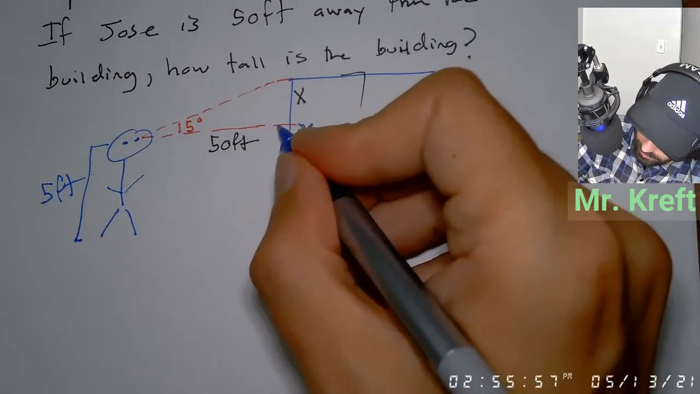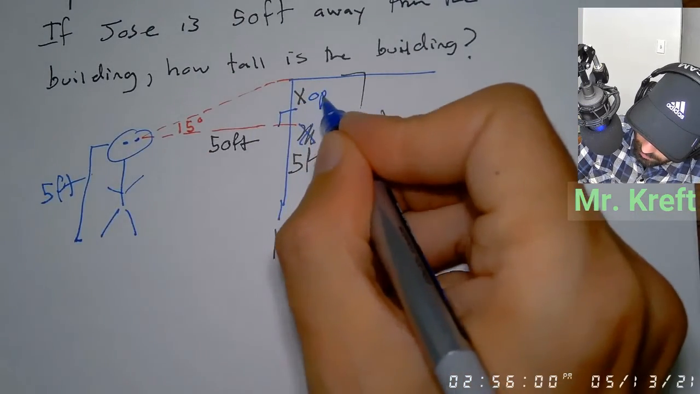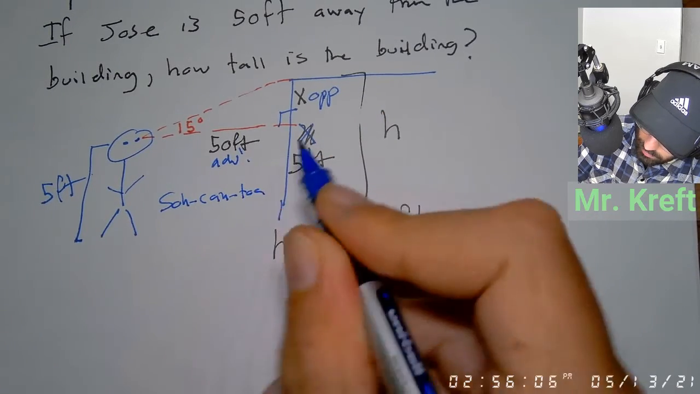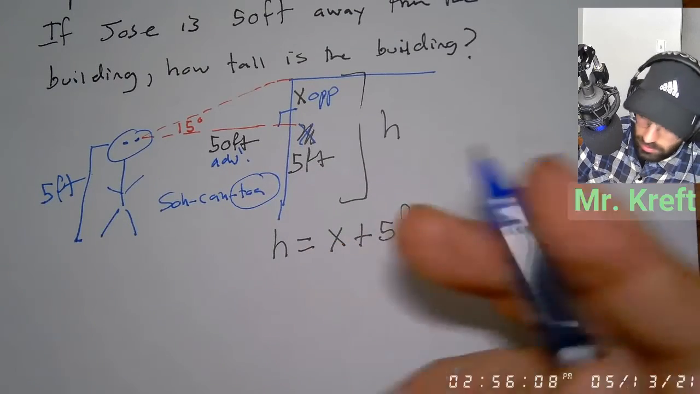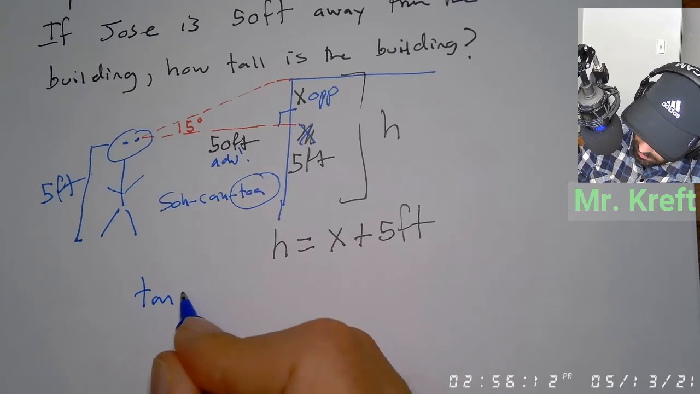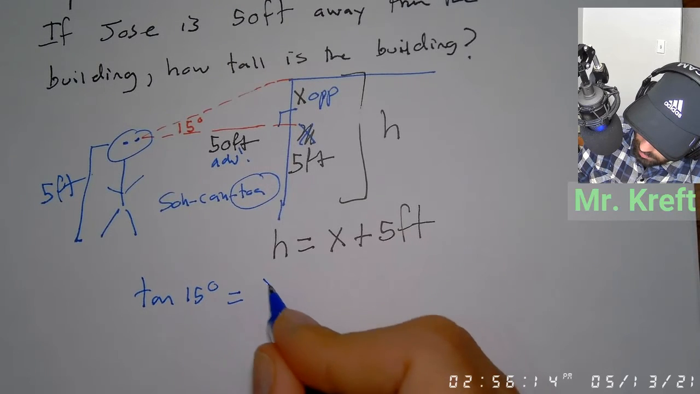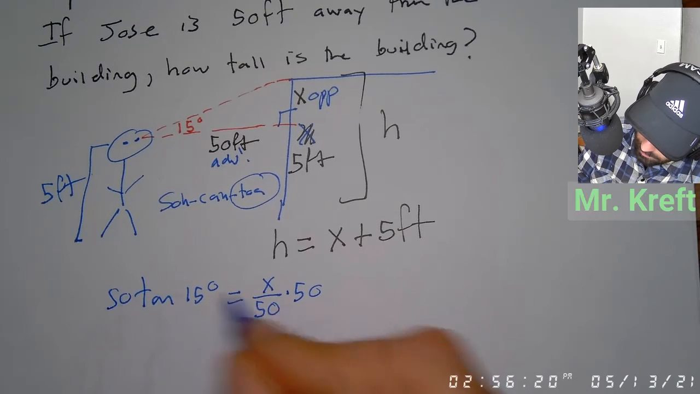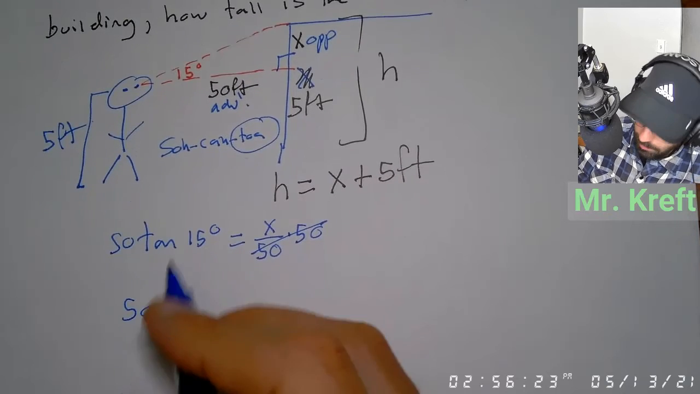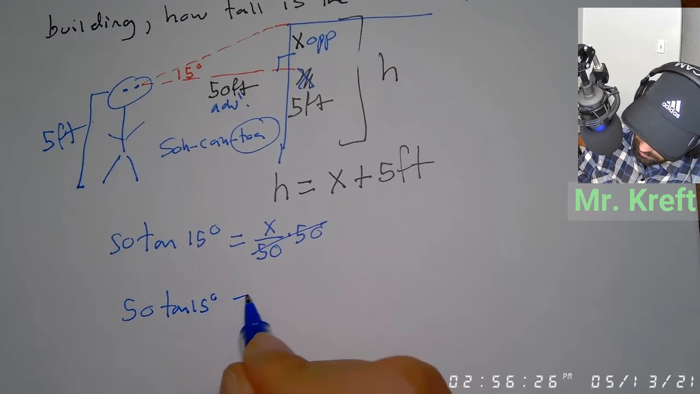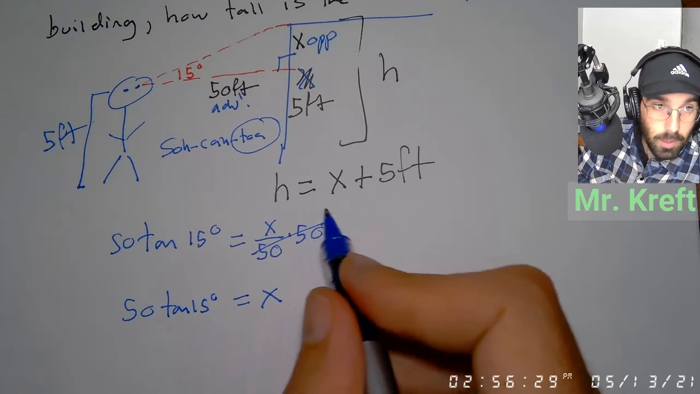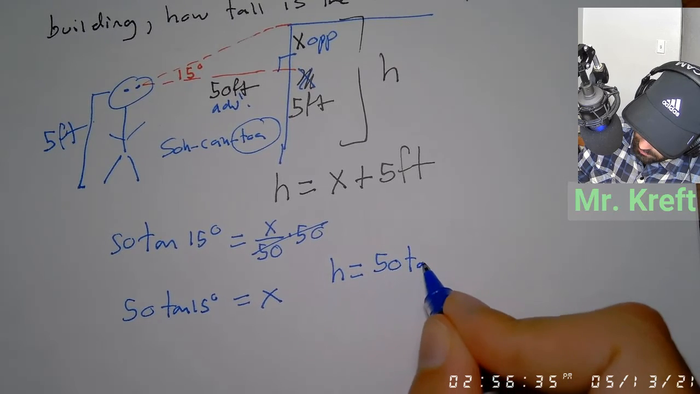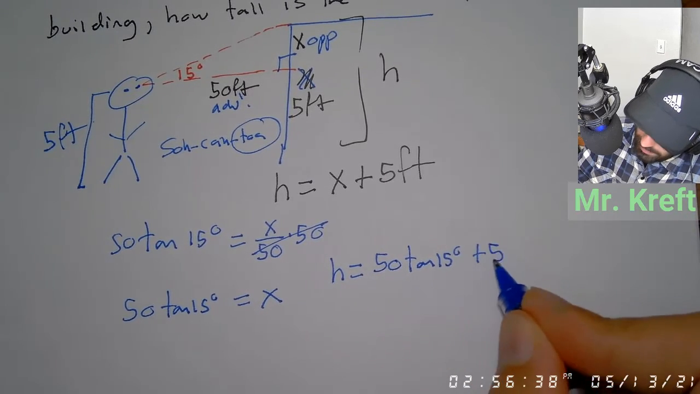If I go ahead and do this, this is going to be the hypotenuse, this is opposite, this is adjacent. SOH-CAH-TOA, so that's opposite over adjacent, that's tangent. So I would have tangent of 15 degrees equals opposite over adjacent. If I multiply by 50, I get 50 tangent of 15 degrees equals x. Just remember, my h is going to be that plus 5, so h equals 50 tangent of 15 degrees plus 5.